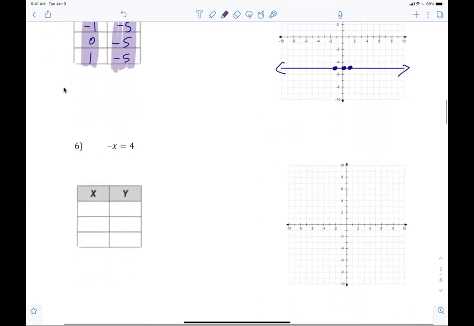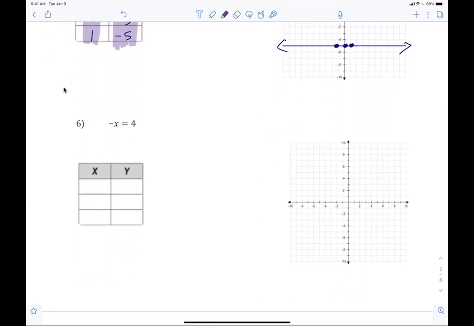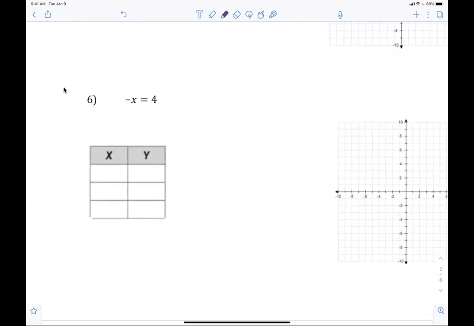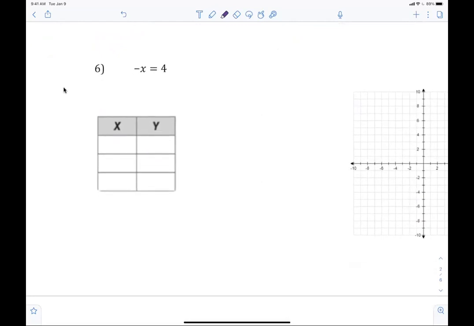Now I'm going to take a look at number 6. All right, here we go. Now, I need to make sure everybody understands you can't have -X. So I need it to just be X. So how do I make that just X? Just multiply by -1. So underneath that, you write X equals what? X equals -4. All right.